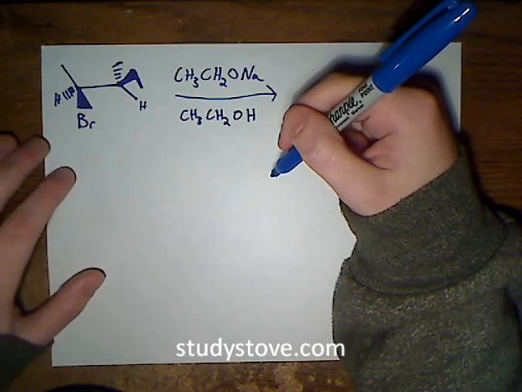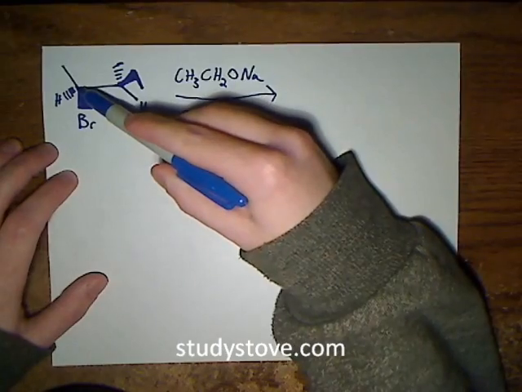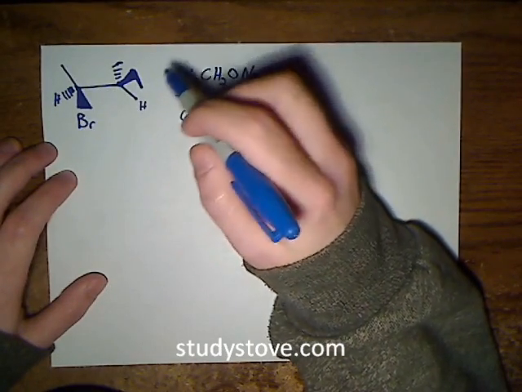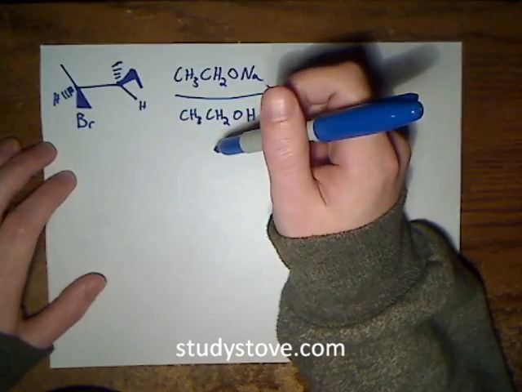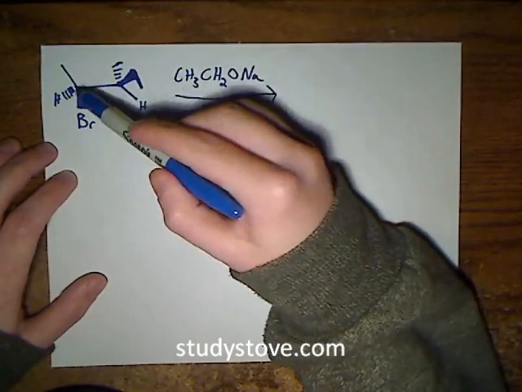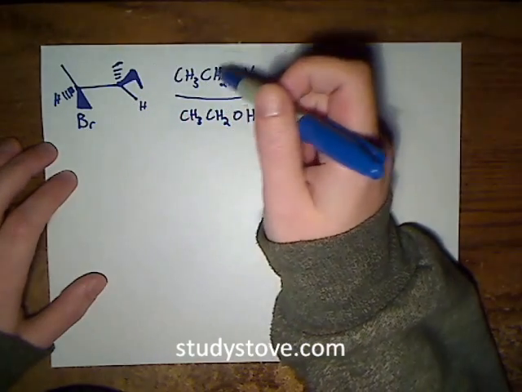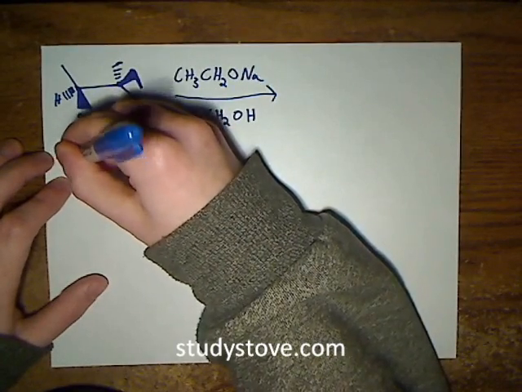This question is asking us to provide the major organic product. So the first thing to note here is we have this secondary carbon attached to a good leaving group, and we are reacting with sodium ethoxide, which is a strong base. And you should know that anytime you have a secondary carbon with a good leaving group and a strong base, you're going to have an E2 reaction, and that's what we're going to have here.